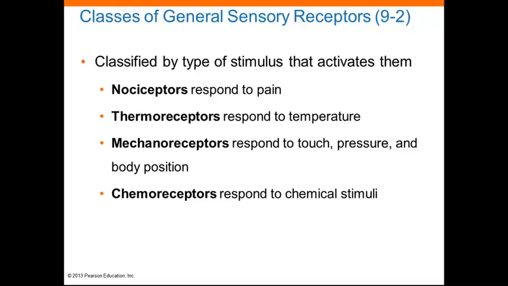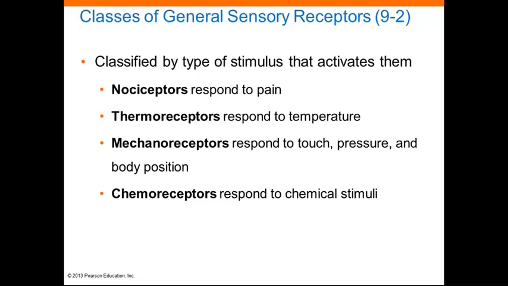Another type of general sensory receptor is a thermoreceptor. These also are free nerve endings that respond to temperature. In the dermis, skeletal muscles, liver, and the hypothalamus, they use the same pathway as pain receptors, but thermoreceptors are adaptive, meaning that they typically only alert you to changes in temperature.